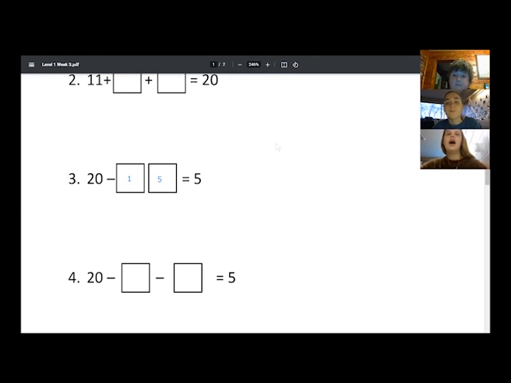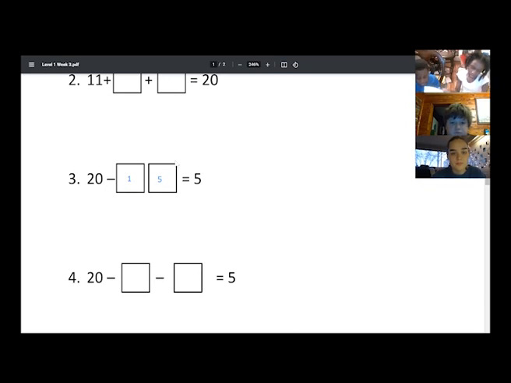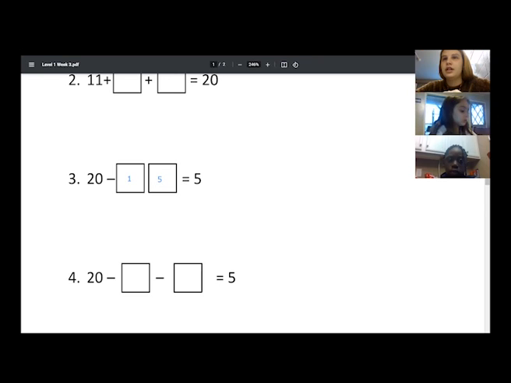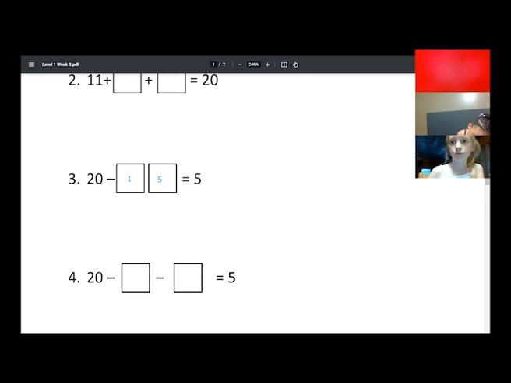All right. Victoria, why don't you walk us through number 4? Yeah, I'll do that. So number 4. We have 20 minus blank equals 5. So anybody have an answer for here? Can you raise your hand?